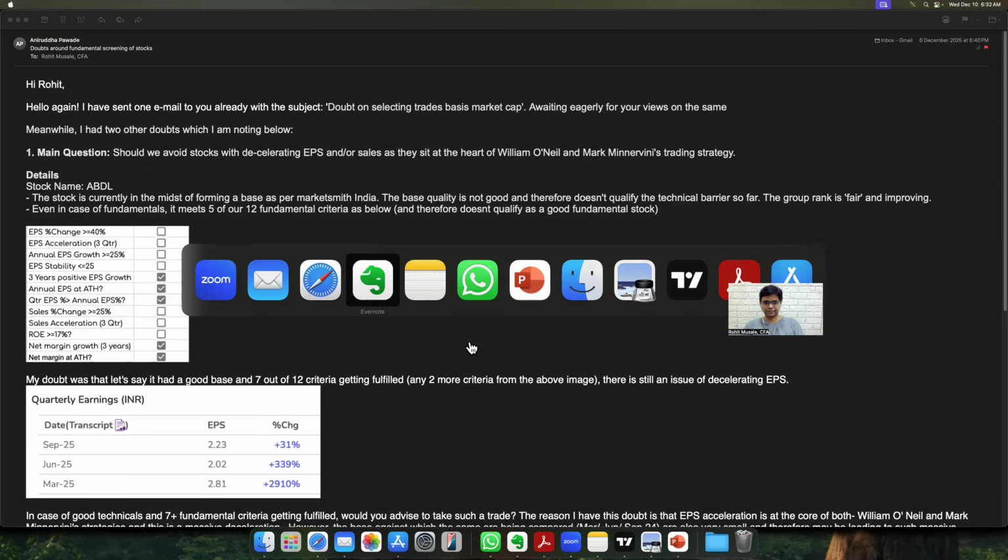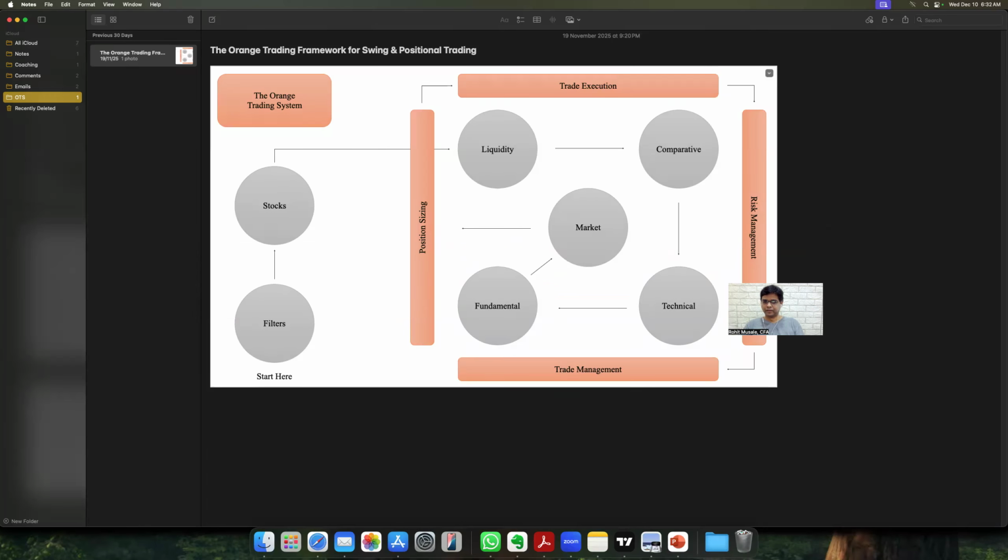So basically, if you look at this orange trading system framework for swing and positional traders, these are the 5 different kinds of analysis we do to identify a stock as a potential trading opportunity. In that, the fundamentals is a very important point, especially if you want to take a positional trade.